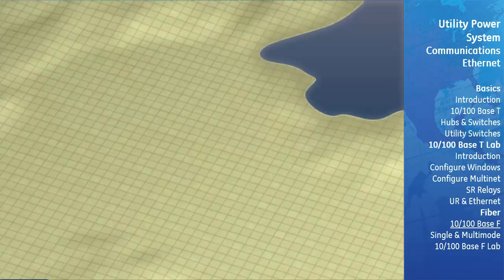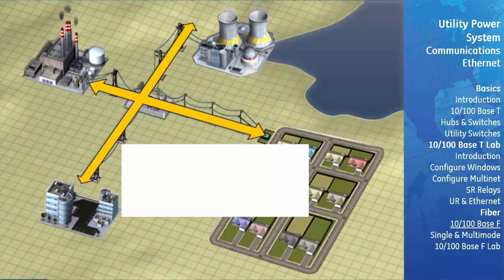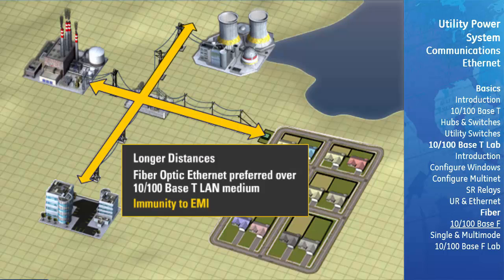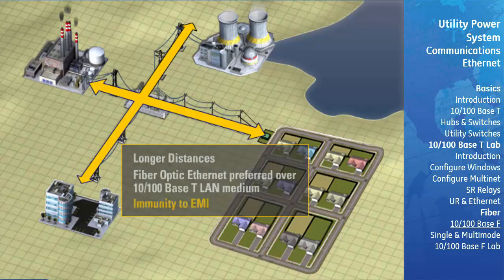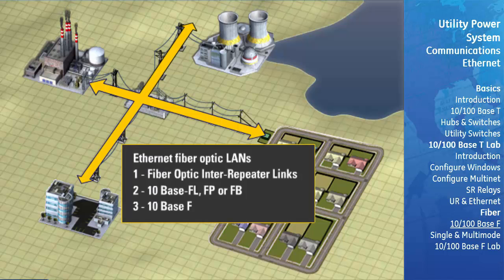In power system applications where longer distances are involved, fiber optic Ethernet is preferred over the more popular 10/100 Base T LAN medium due to its immunity to EMI. The higher cost and difficulty of terminating fiber cables allows twisted pair to continue to be used where appropriate. Ethernet fiber optic LANs were first referred to as fiber optic inter-repeater links. The name was later changed to 10-base FL, FP, or FB, and then finally 10-base F.